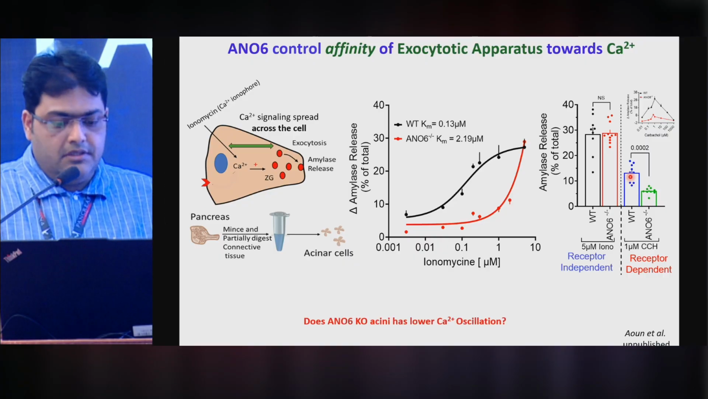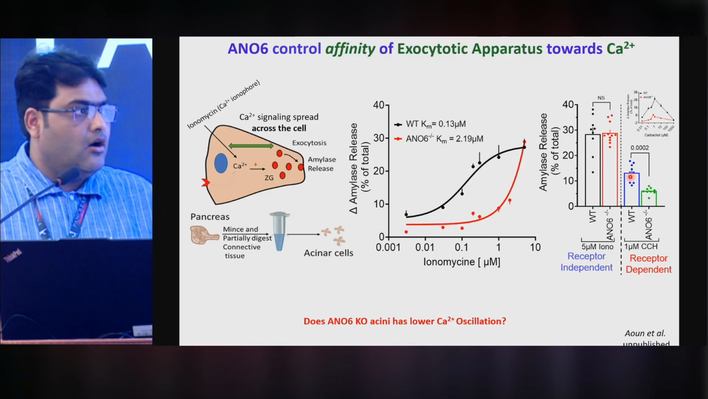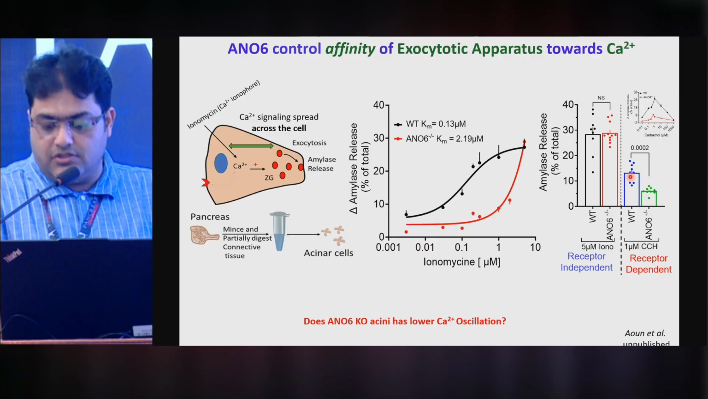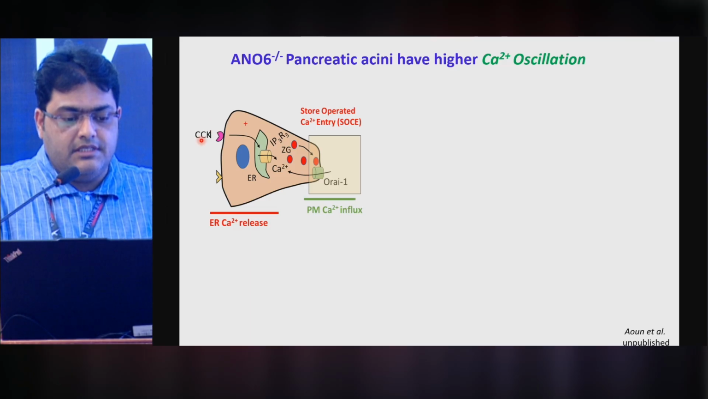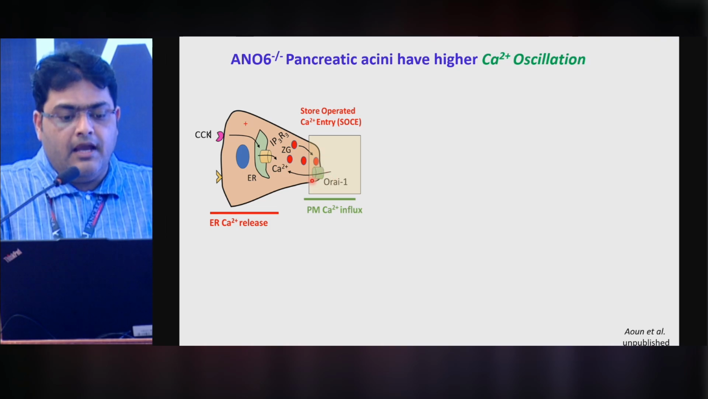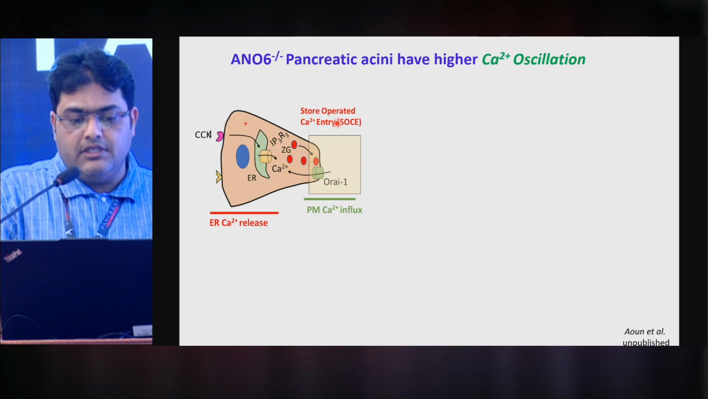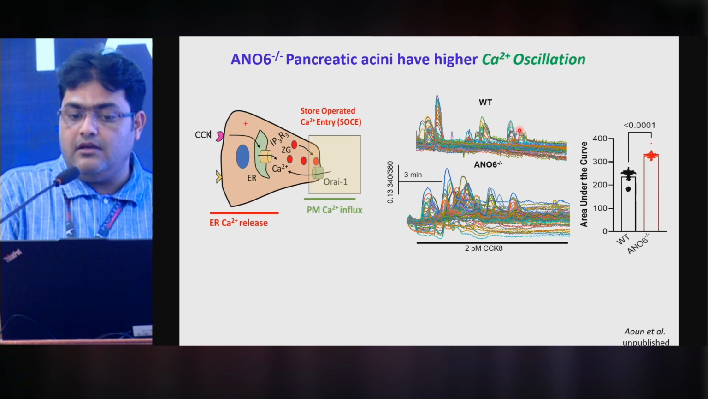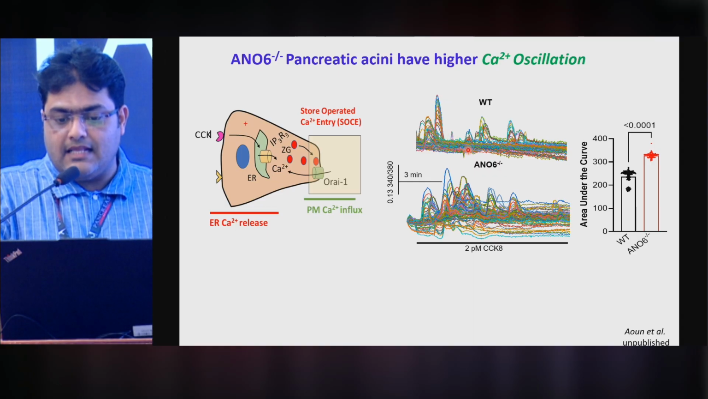So this leads to the question: is there any problem in the calcium oscillation? Because that is the trigger of the physiological exocytosis. Let's see what calcium oscillation is. When I stimulate with CCK, that induces ER calcium release, and that further induces calcium entry through the ORAI1 channel, and some of the calcium returns back to the ER and effluxes out from the cells. This is known as store operated calcium entry and appears as an oscillatory pattern. You can see wild type has nice repetitive, synchronous calcium oscillation.